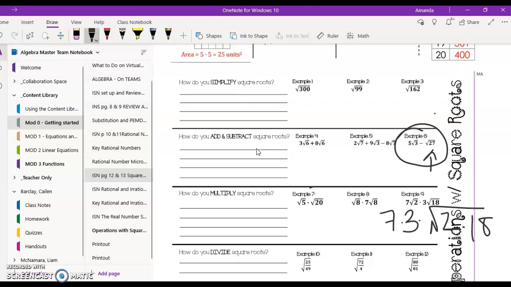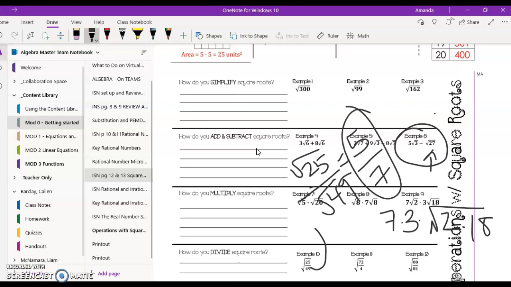The dividing is almost the easiest because look at this. You can see perfect squares. So you really can rewrite example 10 as the square root of 25 over the square root of 49. Those are two perfect squares. The square root of 25 is 5. The square root of 49 is 7. All right, and we're going to leave it as a fraction.